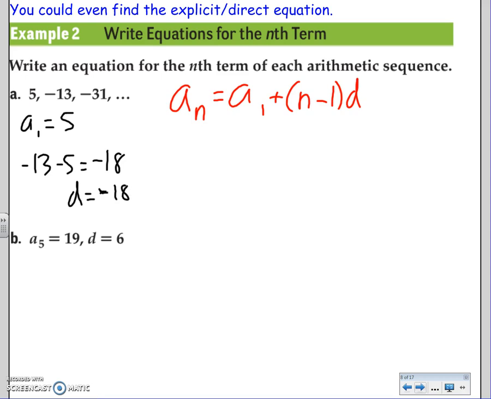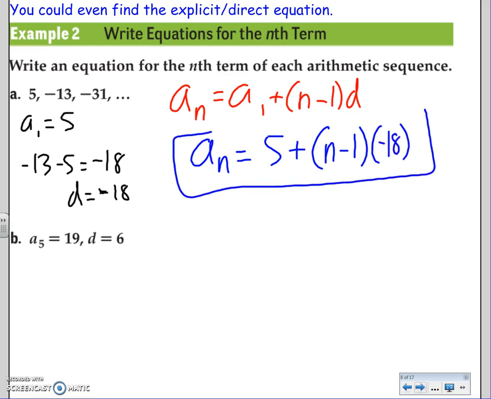So it looks like we're subtracting 18 over and over. 5 minus 18 is negative 13. Negative 13 minus 18 is negative 31. Negative 31 minus 18 makes negative 49, and so on. So our final formula is a sub n will be our first term 5 plus n, we don't know, minus 1 times our difference, negative 18, up in parentheses. And that's it. We use this formula to find, say, the 100th term. We just plug in 100 for n, and you'll get whatever the 100th number would be in the sequence.